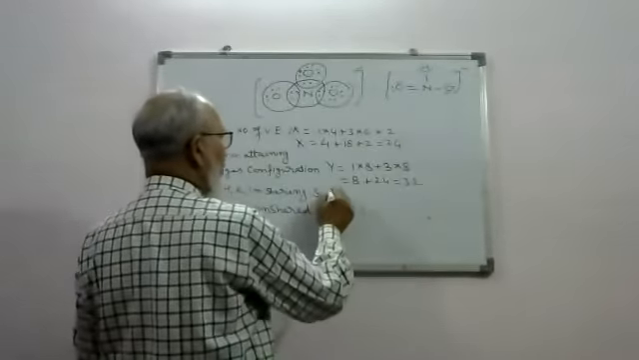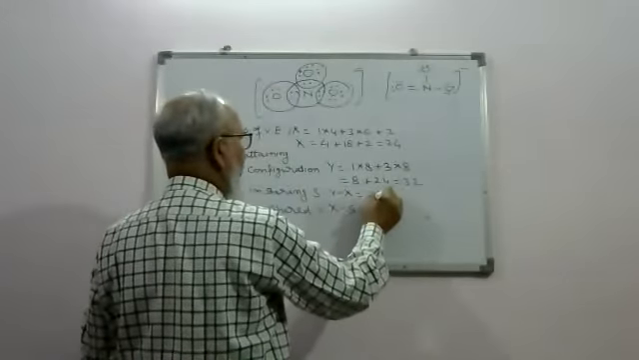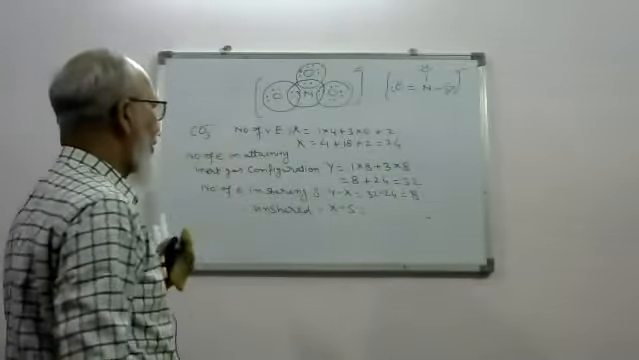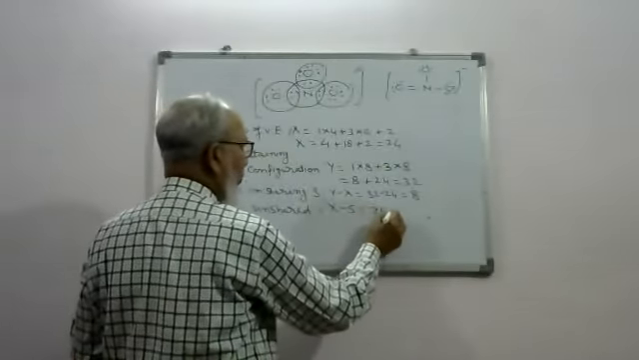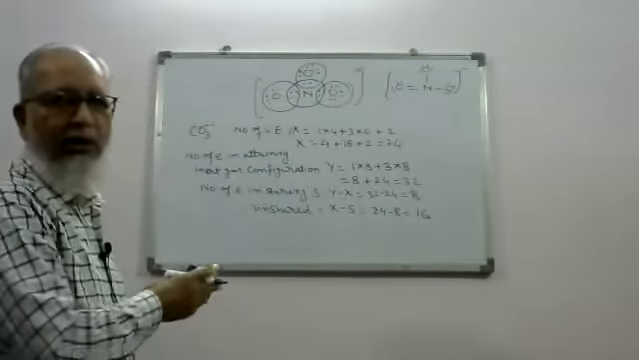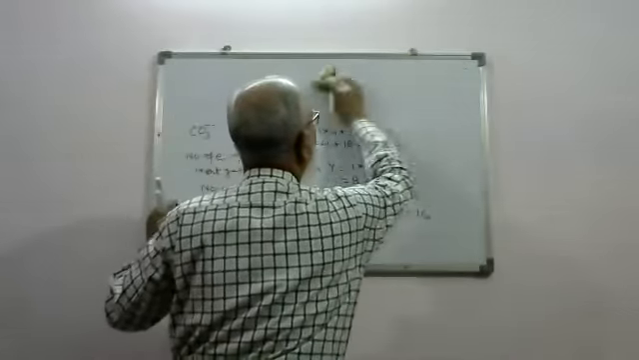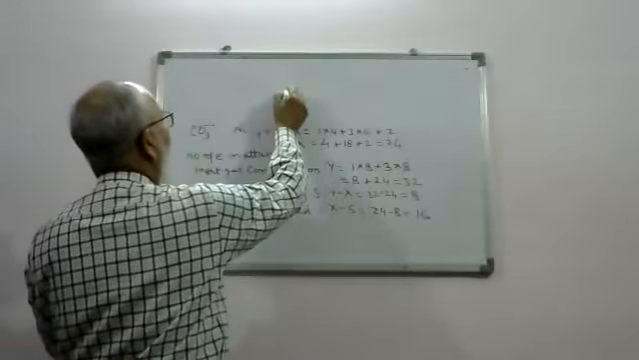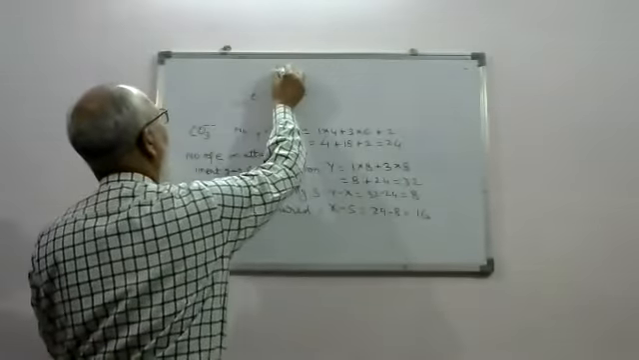So S will be equal to Y minus X. This is equal to 32 minus 24, which is equal to 8. Number of electrons unshared, X minus S, is equal to 24 minus 8, which is equal to 16. Now draw the skeleton. So carbon will be in the middle because it is least electronegative.